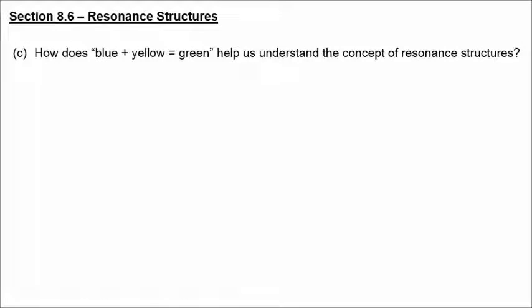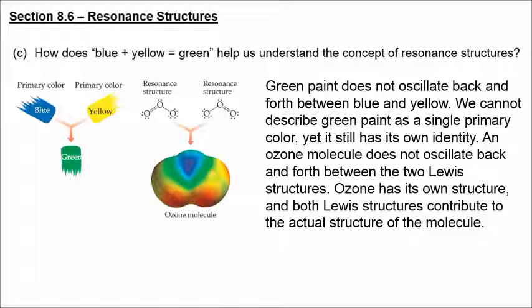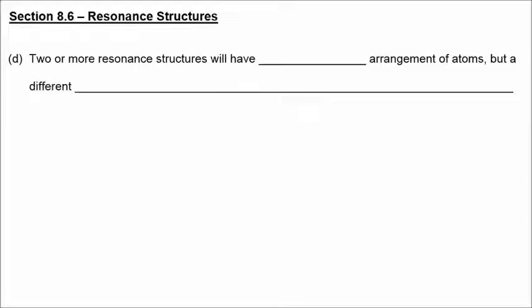more Lewis structures. So how does blue plus yellow equals green help us understand the concept of resonance? Well, just like green paint is a combination of blue and yellow, it does not oscillate back and forth. An ozone molecule does not oscillate back and forth between these two Lewis structures. Each one contributes to the actual structure. But since we can't draw half a bond, that's the best we can do. So what exactly are resonance structures? They have the same arrangement of atoms, but a different arrangement of electrons.